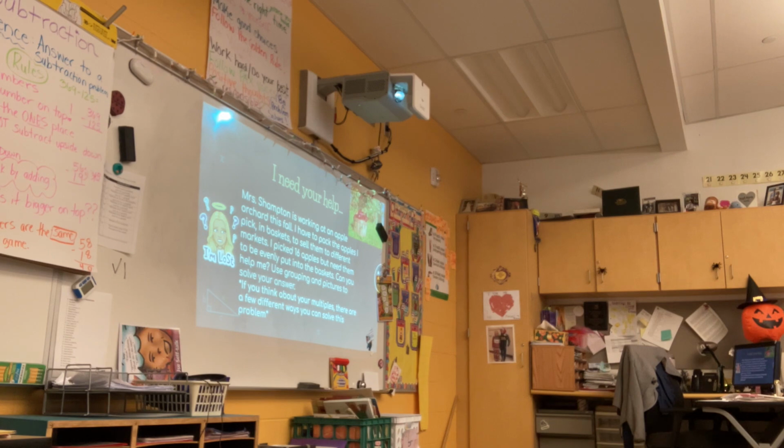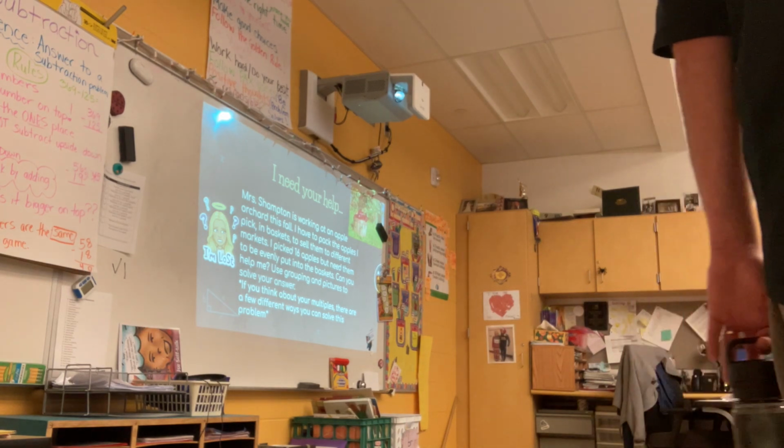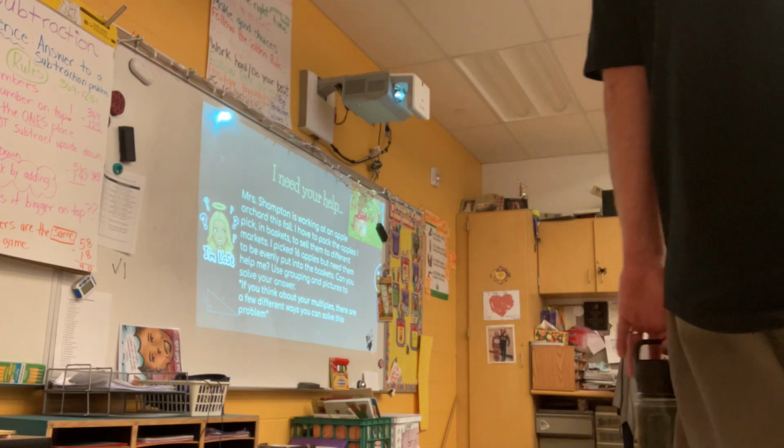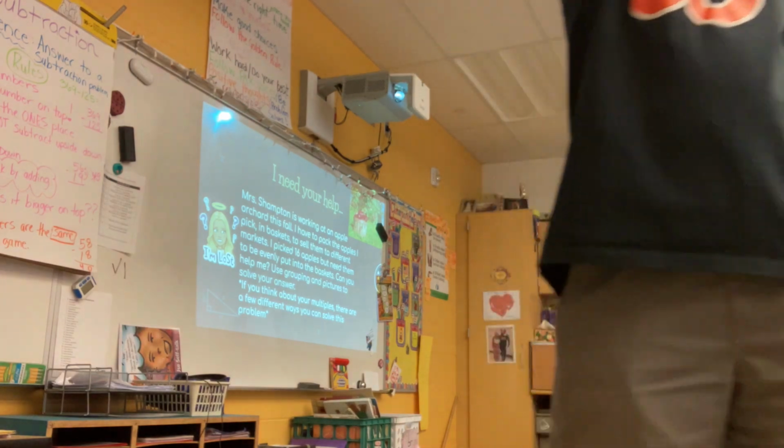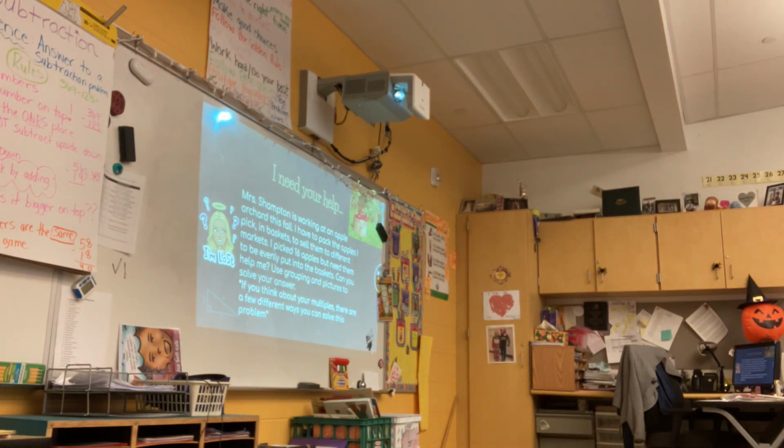See if you can find 3 different ways. You've done that, 2 groups of 8. Now what if you split those? That's the challenge. See if you can find 3 different ways.